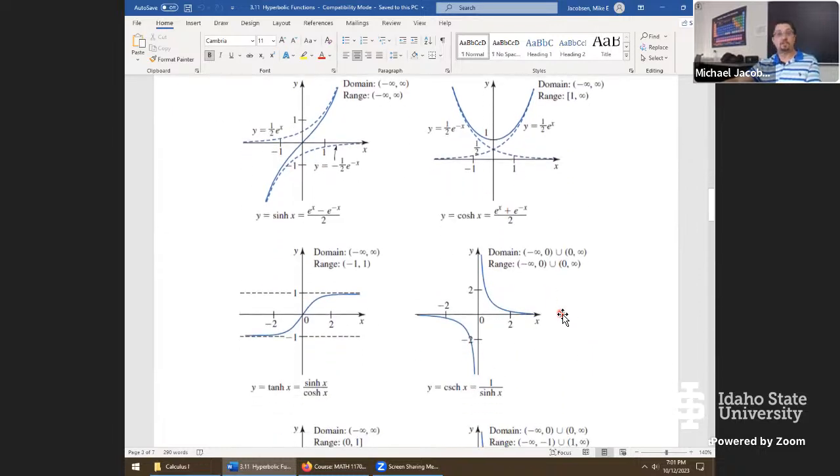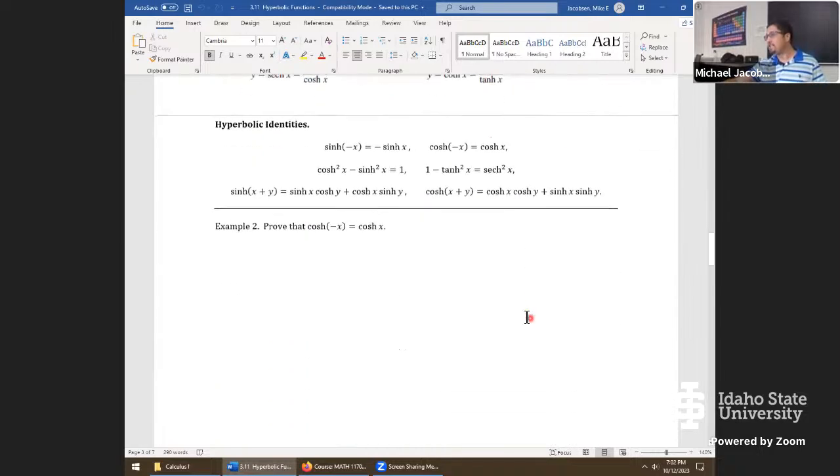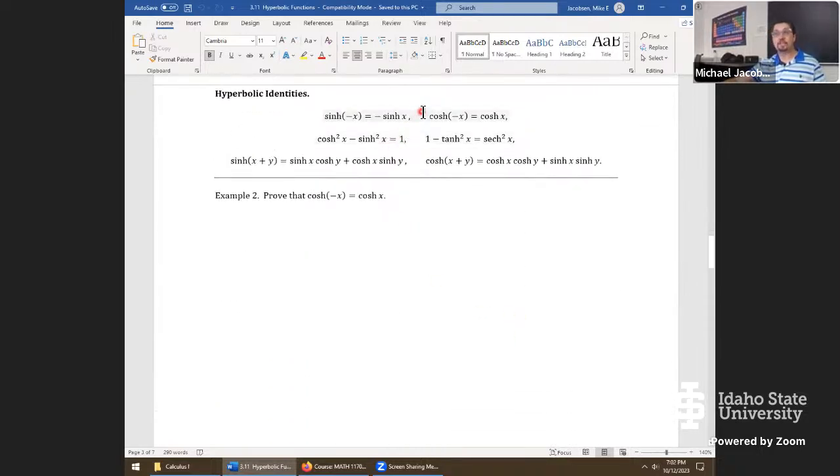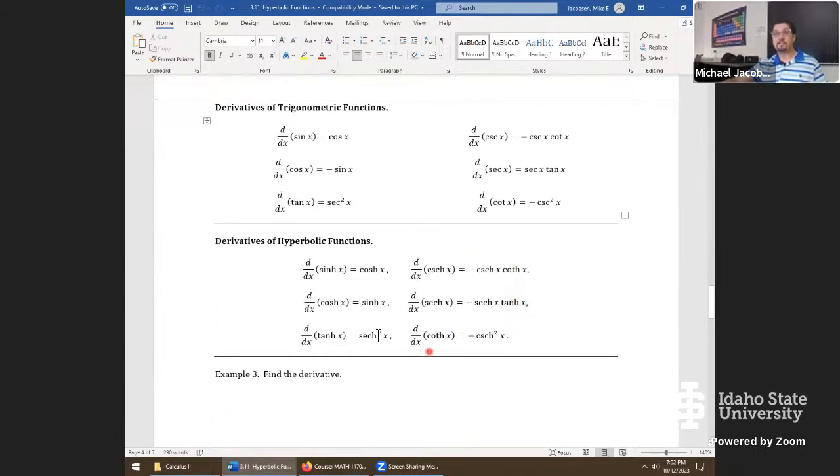We'll consider what their graphs look like. This is really more of a reference for us at this stage on this page, so it's not information you want to try to memorize verbatim, unless you have a really great working memory. But then right here, we'll look at some identities, just like trigonometric identities. And finally, we'll get into the derivatives. This is where we'll spend some time looking at how to calculate with these derivatives. And so that's the organization of the notes.